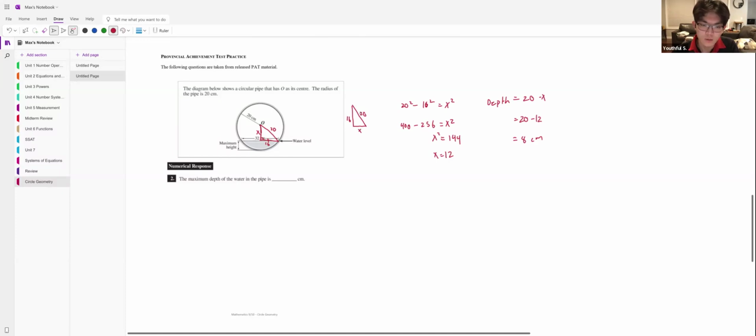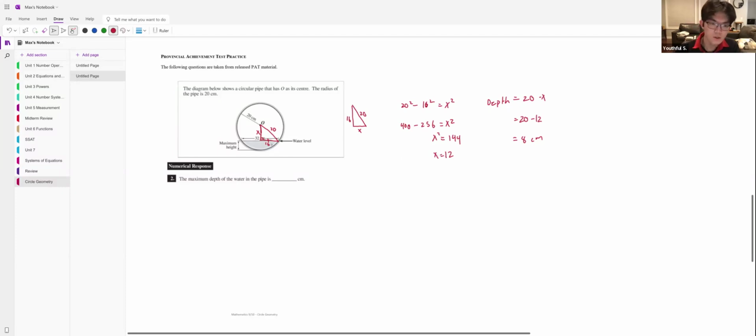So then the hypotenuse squared, subtract one of the arms squared gives us the other arm squared. So 20 squared subtract 16 squared is equal to x squared. So then 400 subtract 256 is equal to x squared. x squared is equal to 144, and then therefore x is equal to 12.